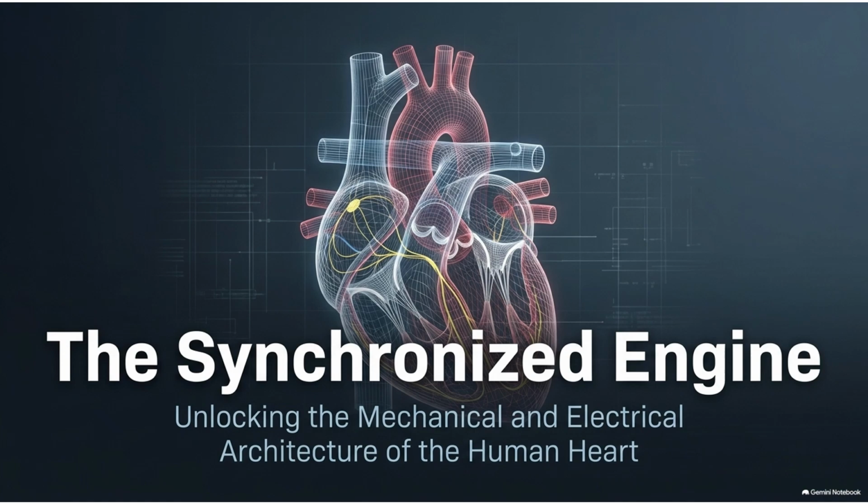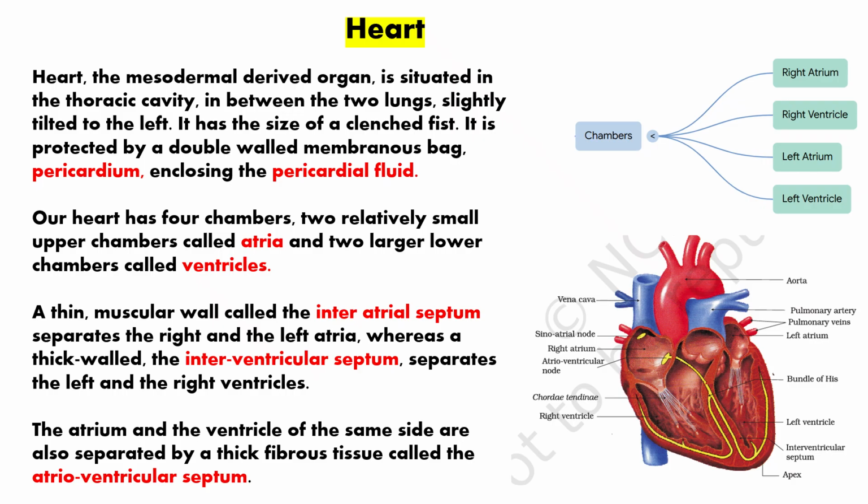So we'll be studying the human heart today. Now see one thing, if you know very well, check the theory carefully: the human heart is mesodermal in origin and it is situated in the thoracic cavity in between the two lungs, slightly tilted to the left, and its size is nearly a clenched fist. It is protected by a double-walled membranous bag known as pericardium. In between, the fluid that is present is known as pericardial fluid.